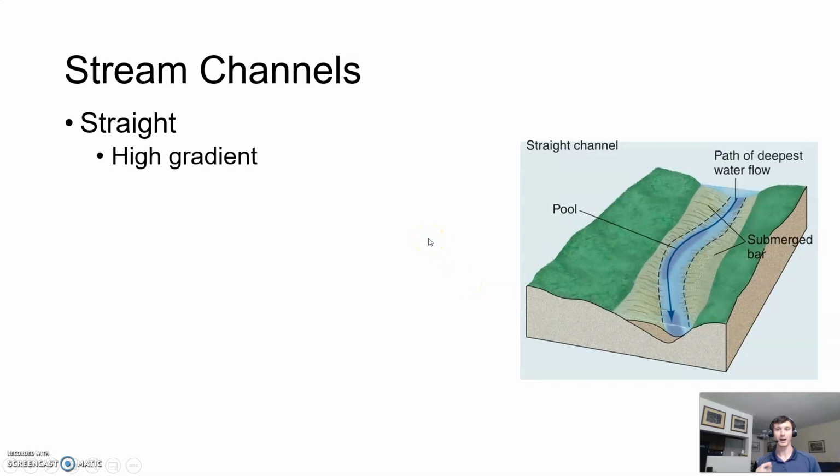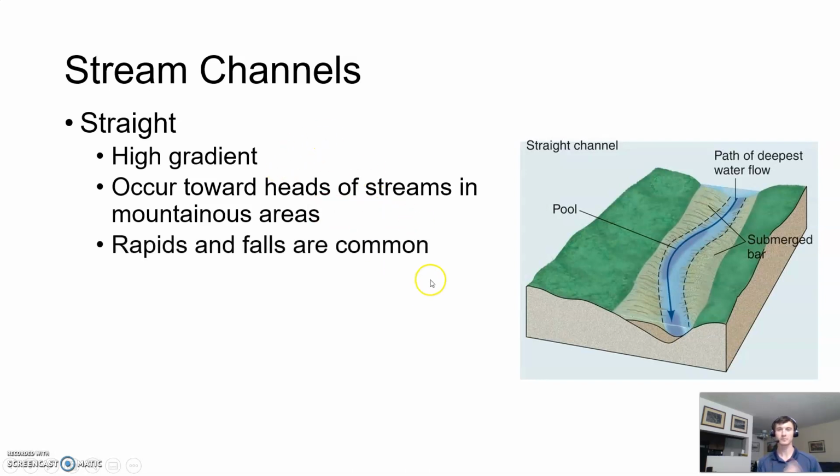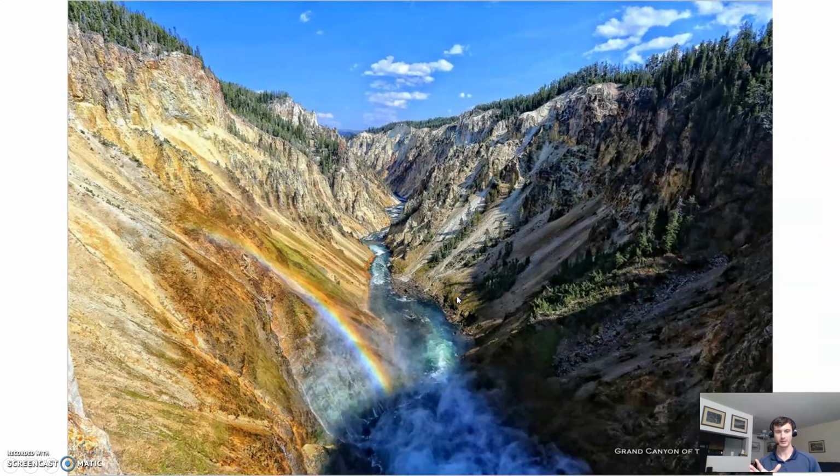These tend to be in areas of high gradient, so steep slopes, as in mountainous areas towards the heads of streams, where the stream begins up at the mountain with a really high slope, which leads to a high gradient. There we see rapidly moving water, it's moving fast, high energy, as well as waterfalls, and they tend to carve out these V-shaped valleys or canyons.